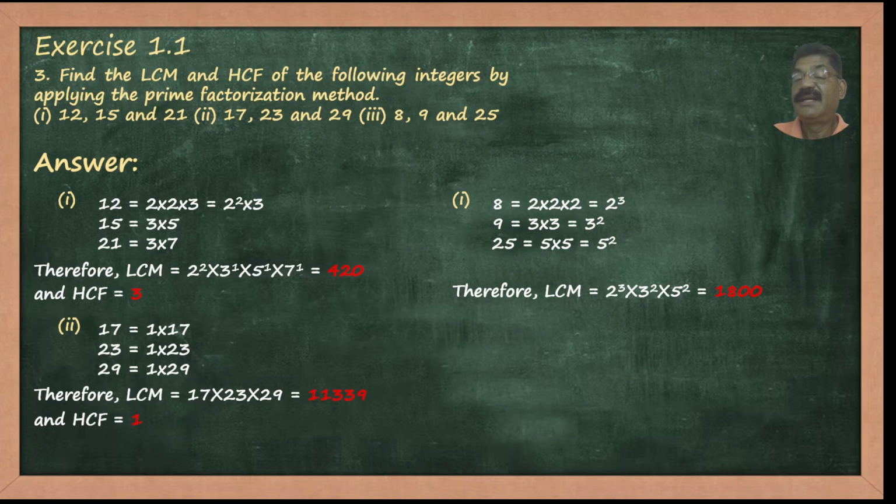Then what is the HCF? As I said, it is 1. Because 8 is 1 into 2 cube, 9 is equal to 1 into 3 square, 25 is equal to 1 into 5 square. So, in all the prime factorizations, 1 is the common factor. Therefore, highest common factor is equal to 1.